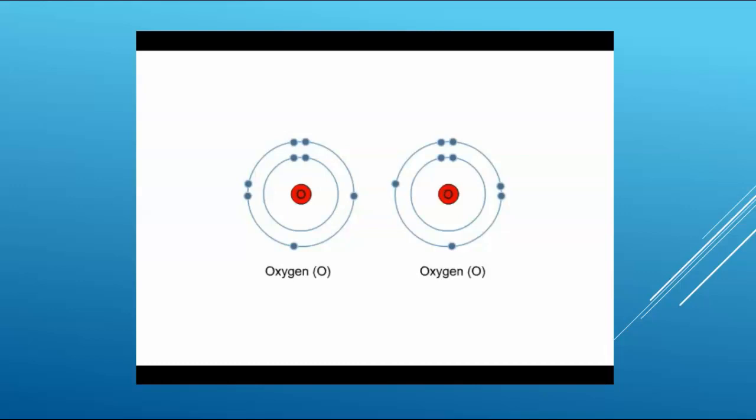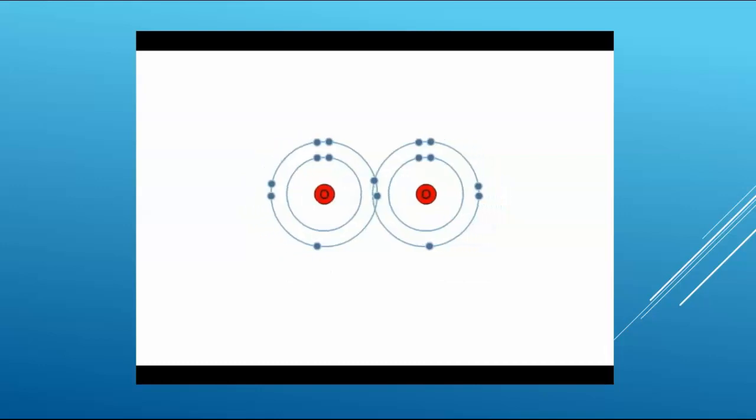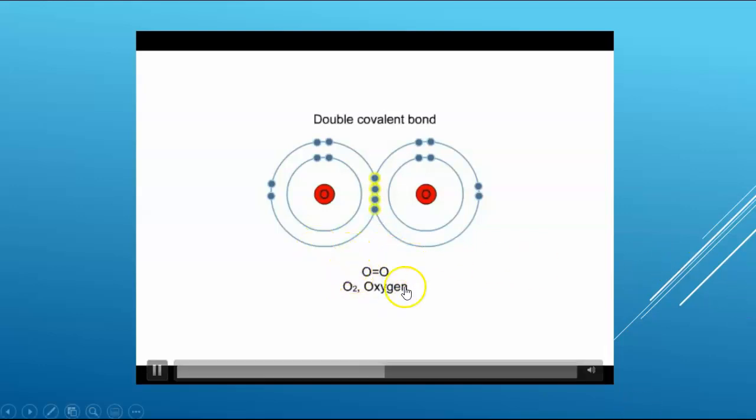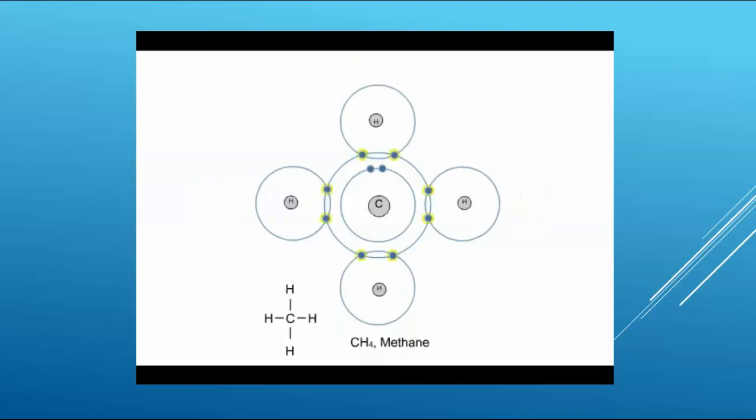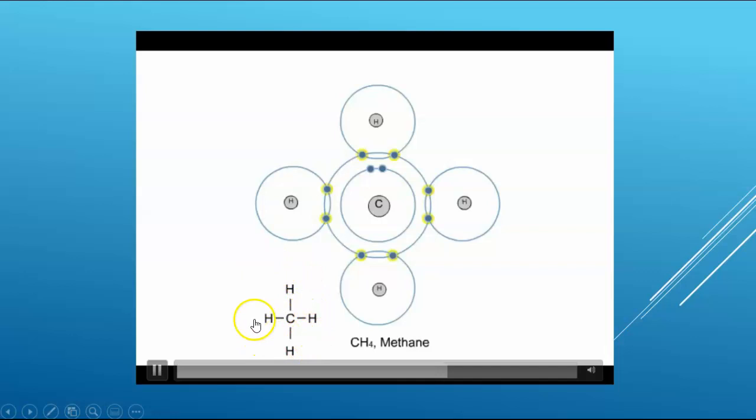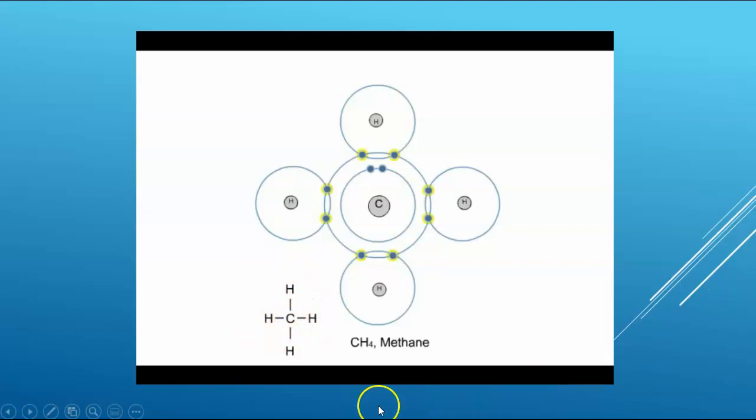An oxygen atom needs 2 electrons to complete its outer shell. 2 oxygen atoms can share 2 pairs of electrons. A molecule of oxygen gas is held together by a double covalent bond, 2 shared pairs of electrons. A carbon atom needs 4 electrons to complete its outer shell. It can share electrons with 4 hydrogen atoms, forming a methane molecule containing 4 single covalent bonds. Methane is a compound, a substance formed by the combination of 2 or more elements. We call methane natural gas. It is the fuel burned in gas stoves and furnaces.